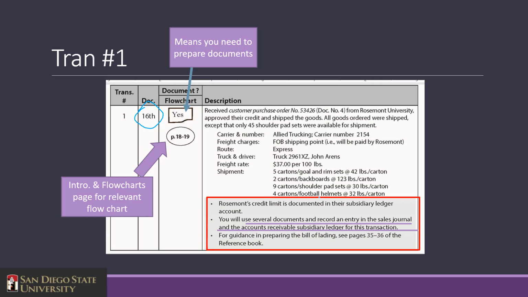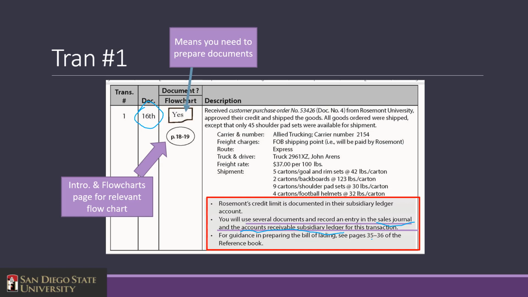And notice that for every transaction, you also need to notice this red box here, which is a shaded area in your blue sheet, transaction list 1, and tells you what you need to do. So Rosemont's credit limit is documented in their subsidiary ledger account. You need to check it out. You will use several documents and record an entry in the sales journal, and also record in the accounts receivable subsidiary ledger. Okay. And for guidance in preparing the bill of lading, there's a reference book number we will get to.